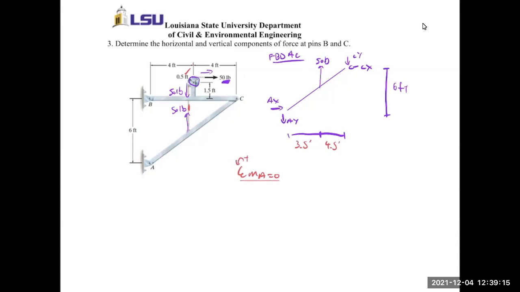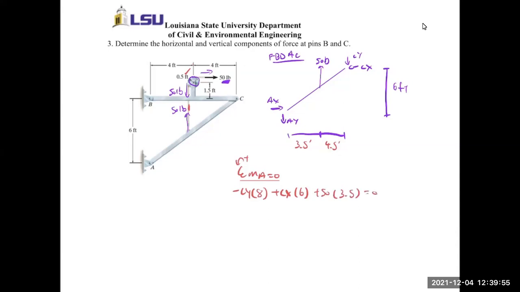So at point A, I have the CY going downward. That's in the counterclockwise direction, so negative CY. The perpendicular distance will be 3.5 plus 4.5, so I got 8. And then I have this CX going counterclockwise about A. So plus CX, the perpendicular distance will be 6. And then I have this 50-pound force. It's going about A like this, which is counterclockwise. So plus 50, perpendicular distance 3.5 feet, equals 0.